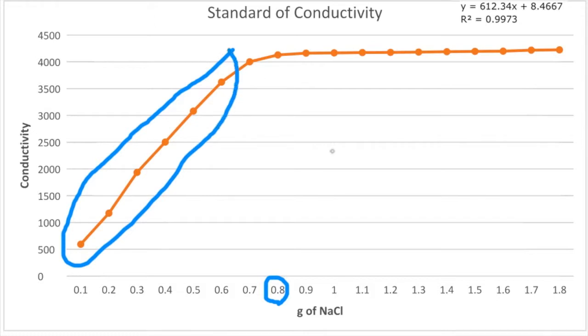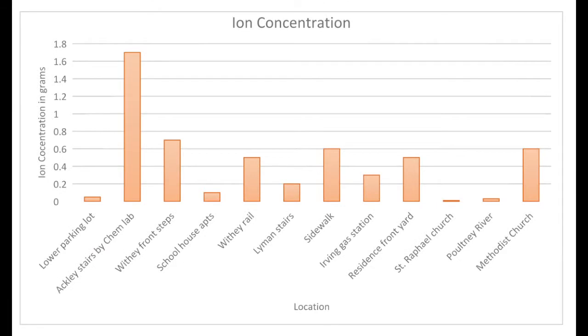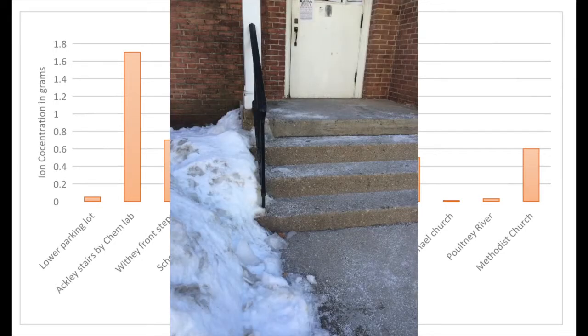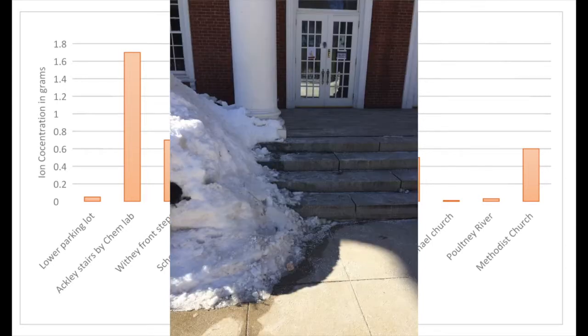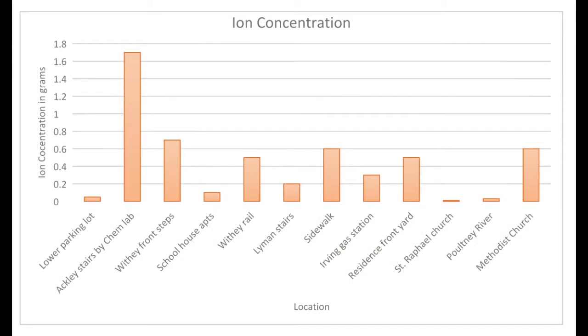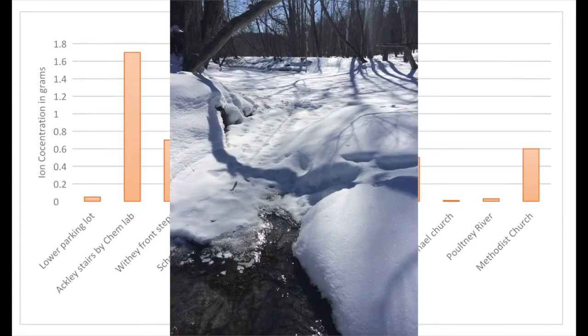From our results, we can observe from the bar graph created that the locations with the highest ion concentrations were the locations containing the most salt, which were the Ackley Stairs by the chemistry lab and the Withy front steps, containing about 0.7 to 2 grams. The Poultney River had a low concentration of ions, which is relatively good news.